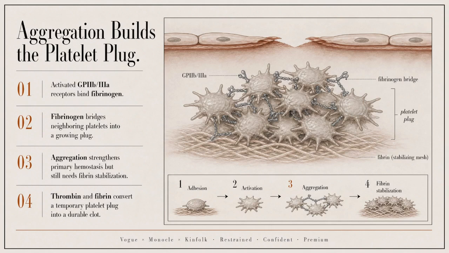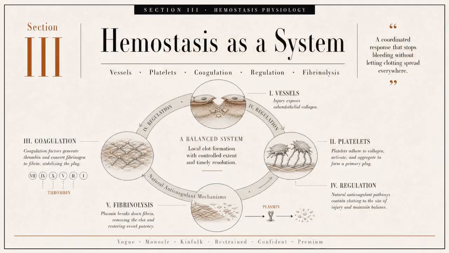Now, let's zoom out and look at hemostasis as a complete system. We've just discussed the detailed steps of platelet function, but hemostasis is much more than just platelets. It's a complex system involving blood vessels, platelets, coagulation factors, regulatory proteins, and fibrinolysis. These components don't act in isolation. They are simultaneous and interconnected. The challenge is to understand what each part contributes to the overall goal: rapid control of bleeding without unwanted thrombosis.